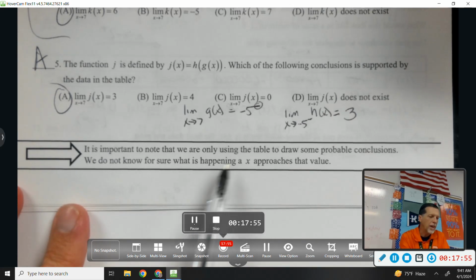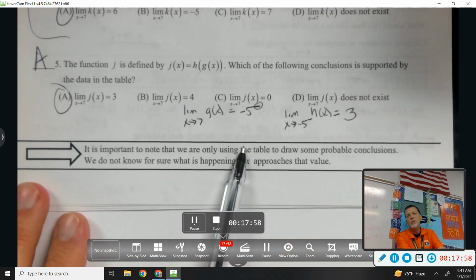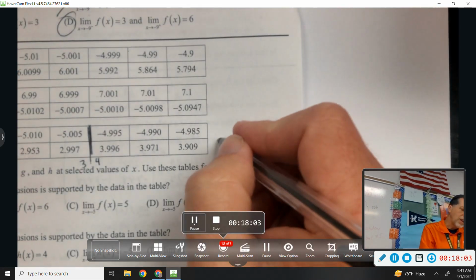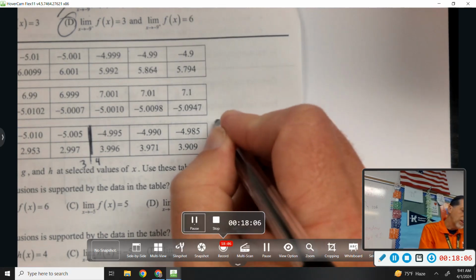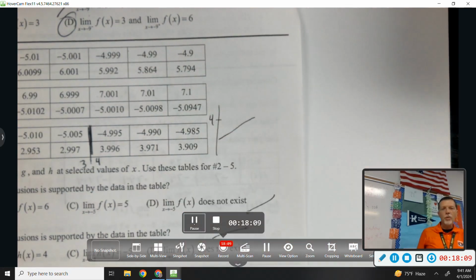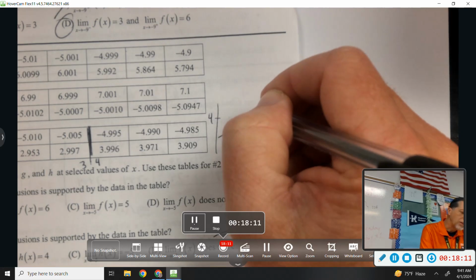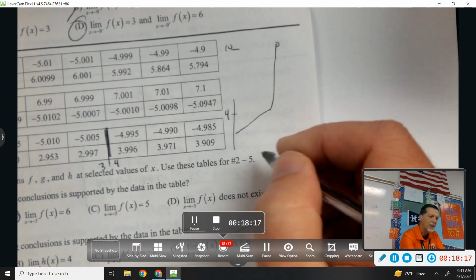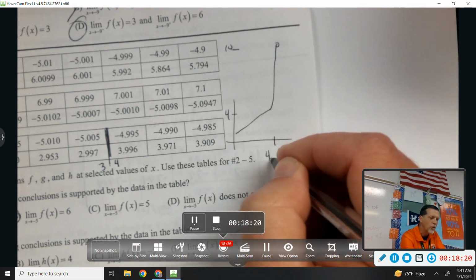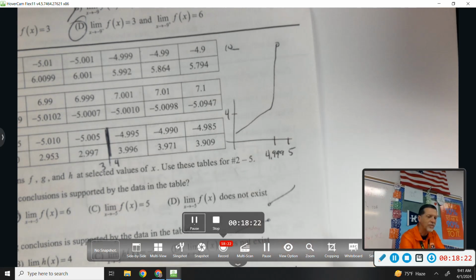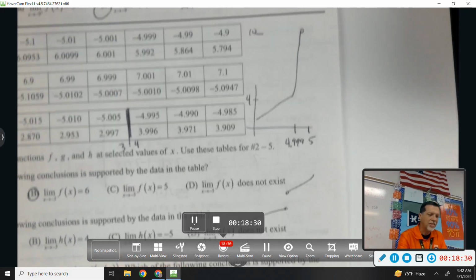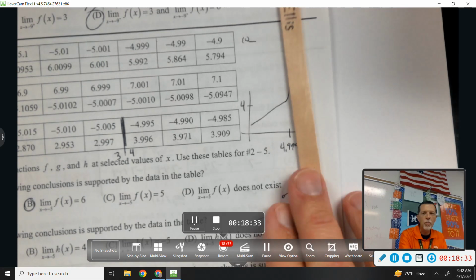And so we word them like, which of the following conclusions is supported by? We don't know that those are absolutely true. Because maybe as we zoomed in, like maybe it's headed toward 4, but if we zoomed in really close, it was actually headed toward 10. Like if our x values were like 4.999 and this is x value of 5, so like, does that make sense? Like our table doesn't guarantee that that's our answer because our table doesn't see what's happening past 4.999.